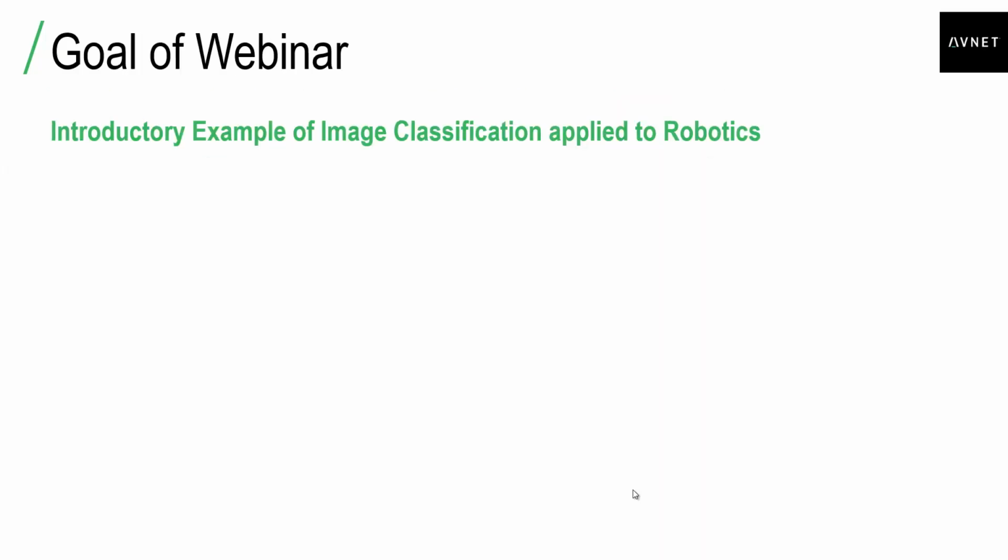I'd like to start this presentation by first explaining what we'll be building in this webinar series. So the goal of the webinar is to provide an introductory example of image classification applied to robotics. So what does this mean?